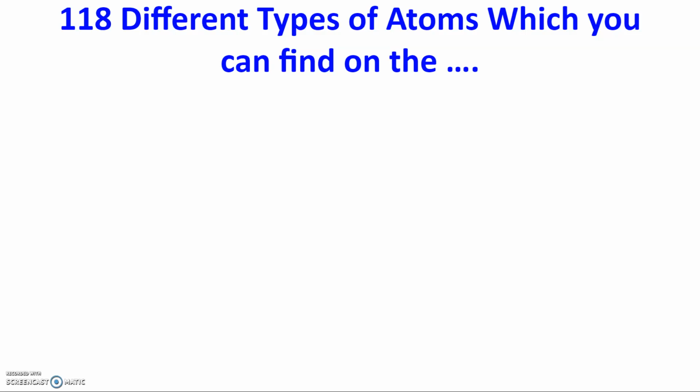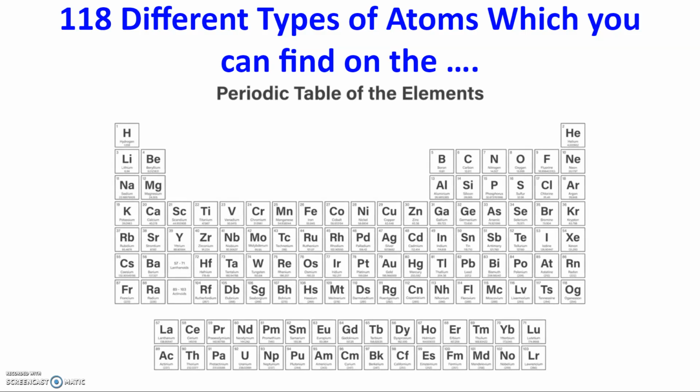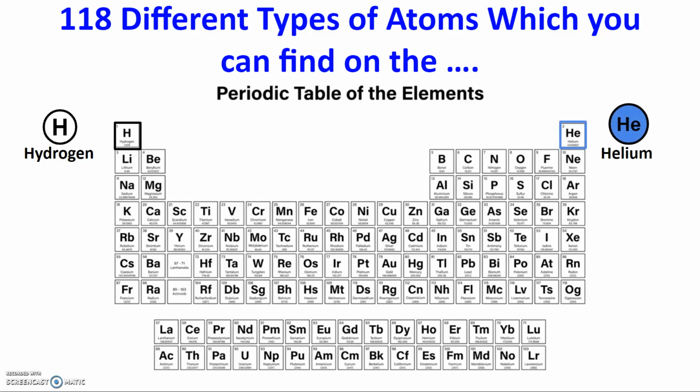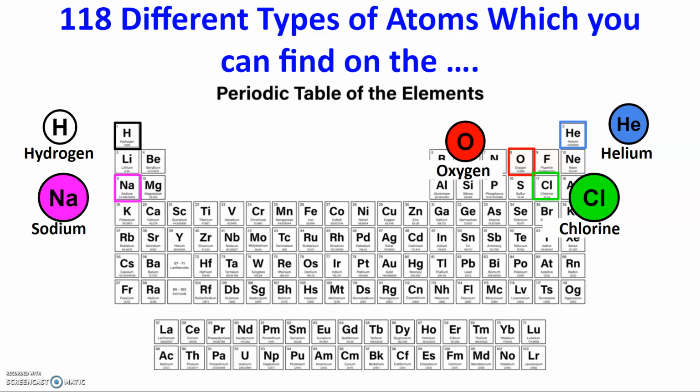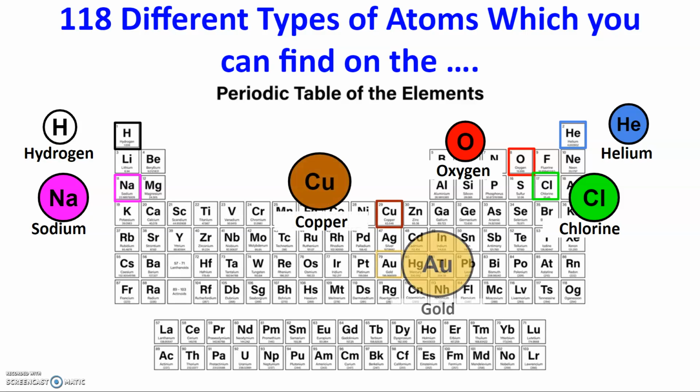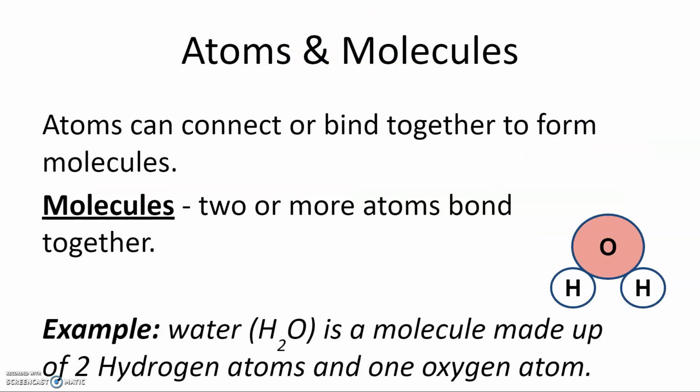Now, there are 118 different types of atoms, which you can find on the periodic table of elements. There's hydrogen, helium, oxygen, sodium, chlorine, copper, gold, to name a few. Now, these different types of atoms can combine or connect to form what are known as molecules. And molecules are substances that have two or more atoms bound together. An example of that would be water.